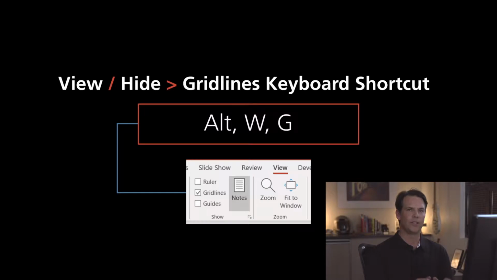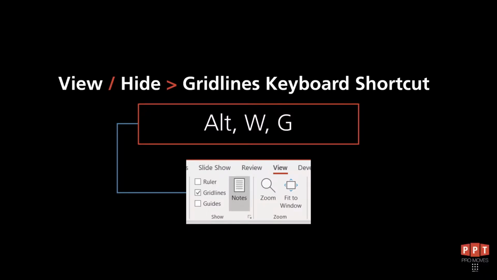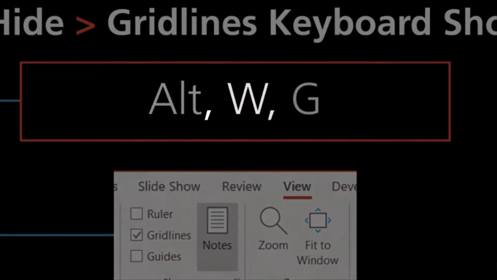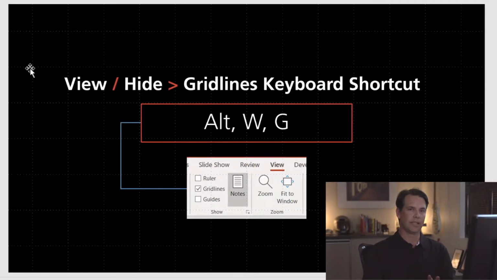First of all, this is a big one and you're gonna love using this. This is the View Hide Grid Lines keyboard shortcut, and it is Alt-W-G. You don't have to hold those down as you do it, but here's how it would work in real life. So right now you can see my grid lines, and sometimes that's a little too much visual clutter.